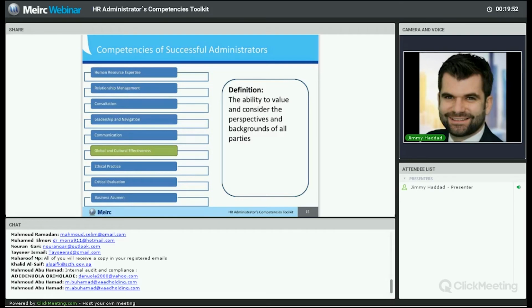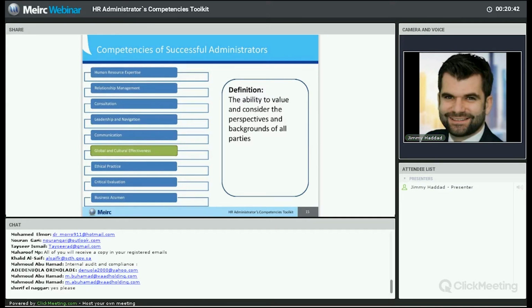Another of the competencies is global and cultural effectiveness, defined as the ability to value and consider the perspectives and backgrounds of all parties. Now, more and more HR practitioners are working within a diverse organizational culture. And to be able to work in a diverse organizational culture, an HR administrator should possess general knowledge of local cultural issues. One of the things I always focus on is having a wide knowledge of cultural awareness, knowing the various differences and traditions among cultures working within the organization.